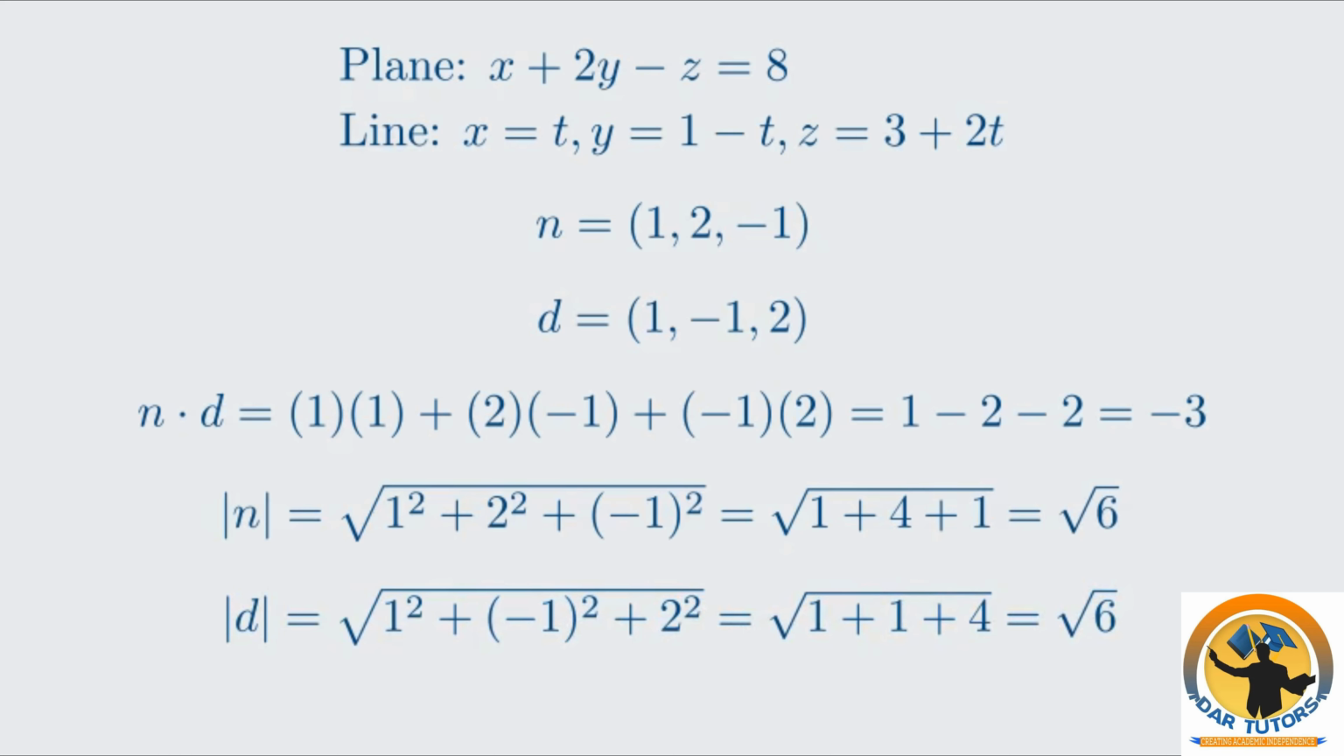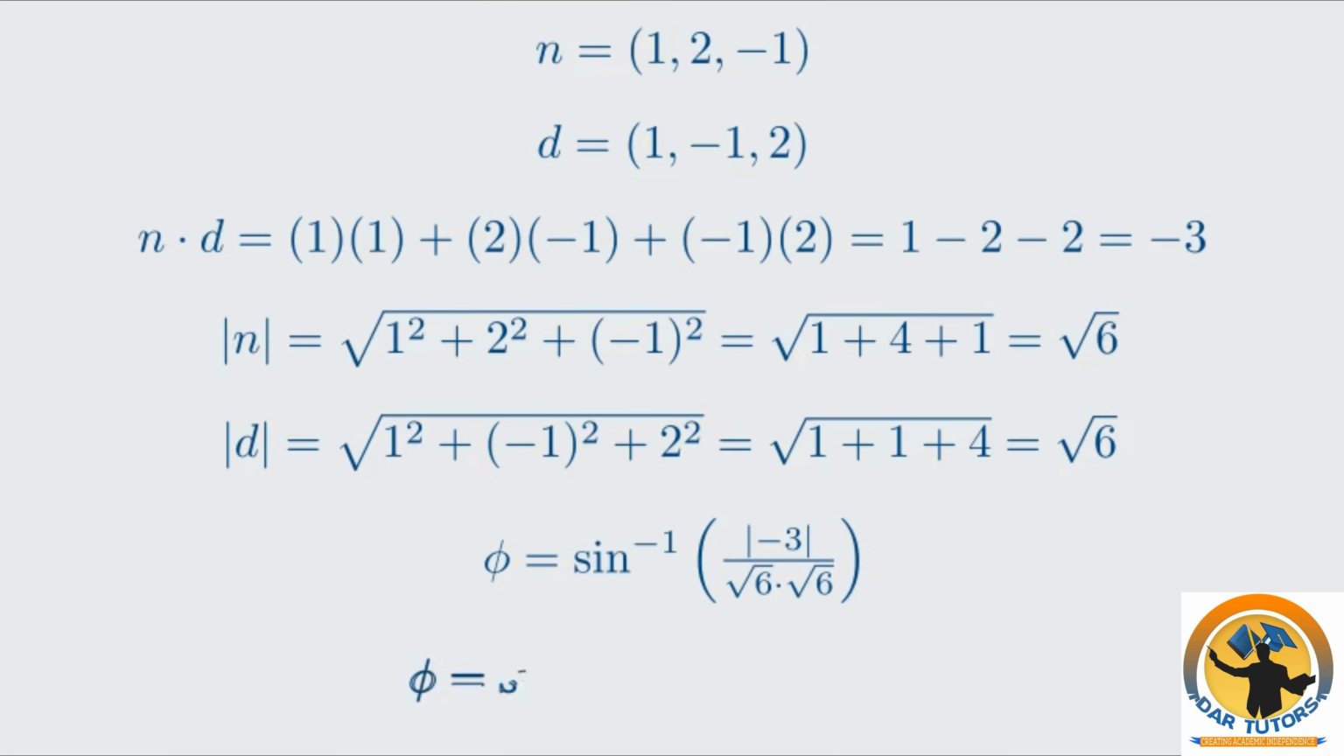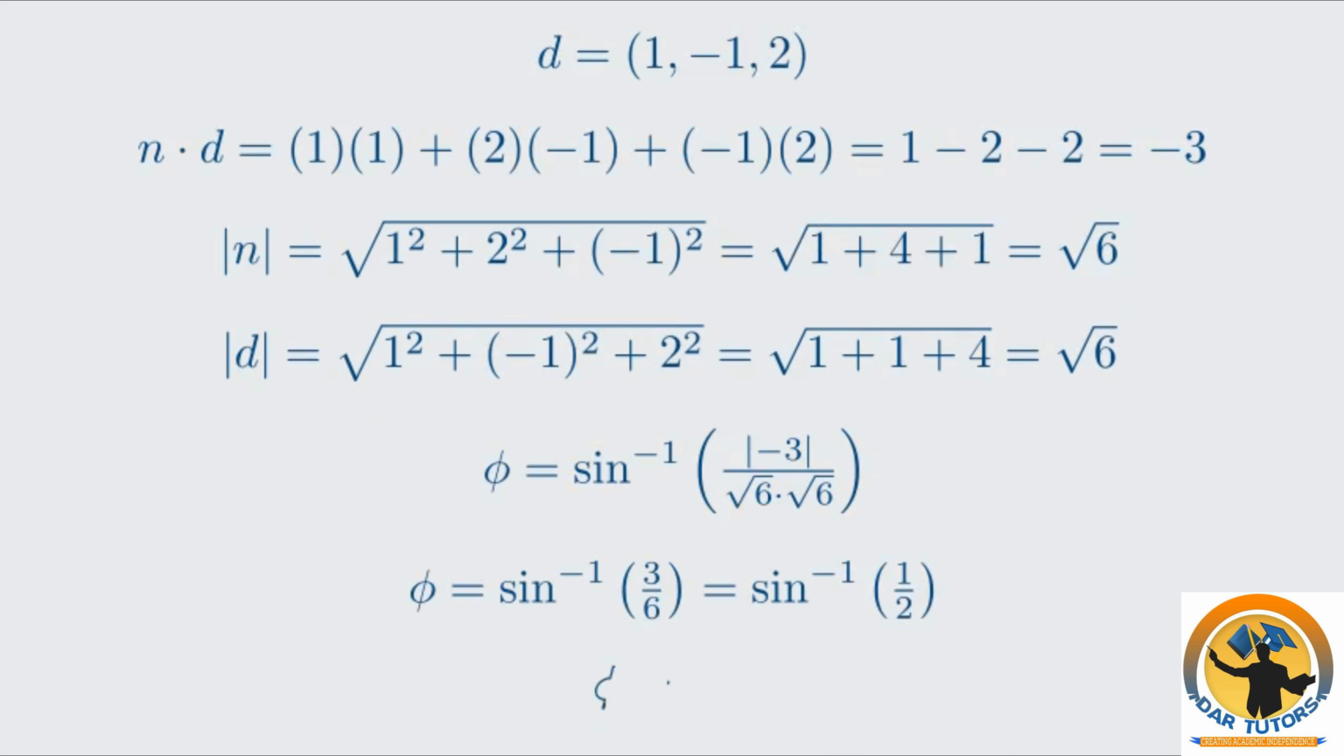Now we can plug these values into our formula for phi. Phi equals the inverse sine of the absolute value of negative 3 divided by the square root of 6 times the square root of 6. This simplifies to the inverse sine of 3 over 6, which is the inverse sine of 1/2. The angle whose sine is 1/2 is 30 degrees, so the angle between the plane and the line is 30 degrees.